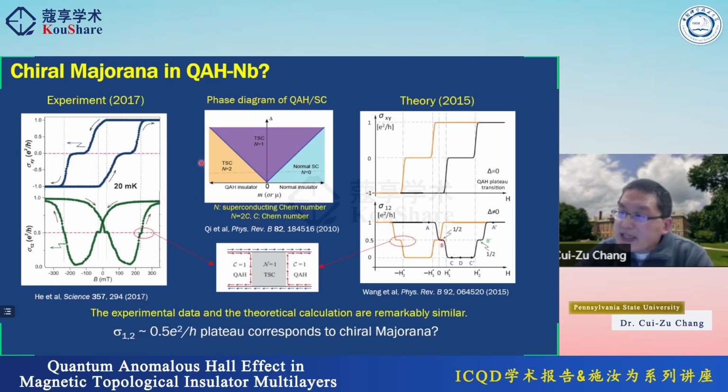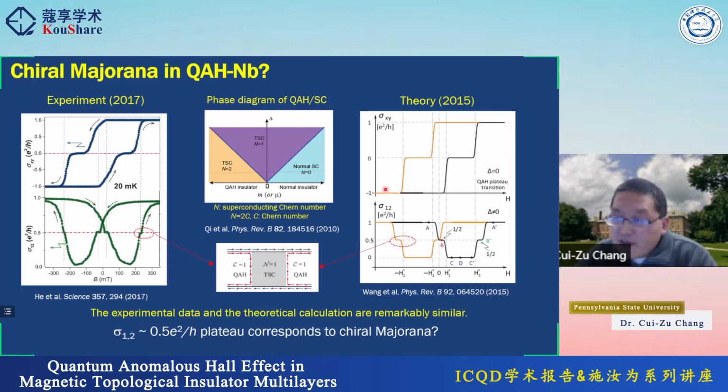We can see that N equal to one is the topological superconductor regime, corresponding here and here. And this is N equal to zero, normal superconductor, here. When you sweep the magnetic field, it will pass through the N equals one topological superconductivity and form this half quantized plateau. We see here there is a very small half quantized plateau. According to the theory, this half quantized plateau corresponds to the chiral Majorana, or to the N equals one topological superconductivity phase. And we can see that the experimental result and the theoretical result are remarkably similar.